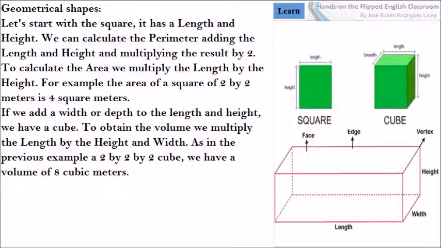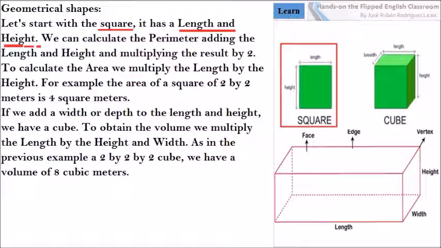Geometrical shapes. Let's start with the square. It has a length and height. We can calculate the perimeter adding the length and height and multiplying the result by 2. To calculate the area we multiply the length by the height. For example, the area of a square of 2 by 2 meters is 4 square meters.